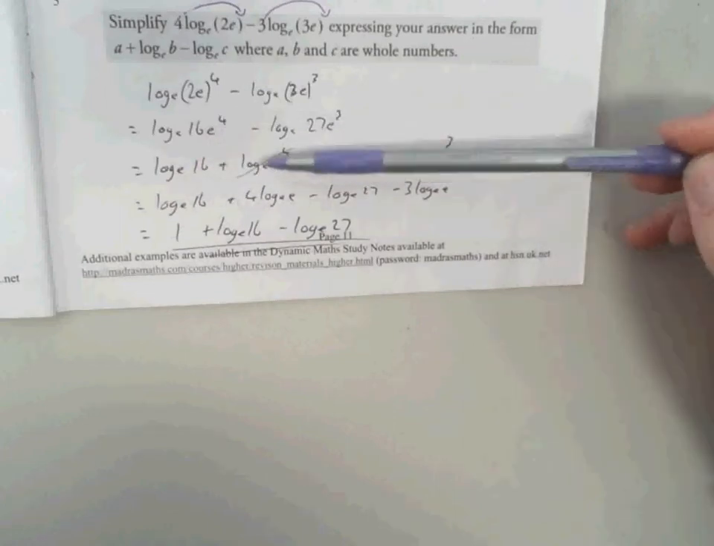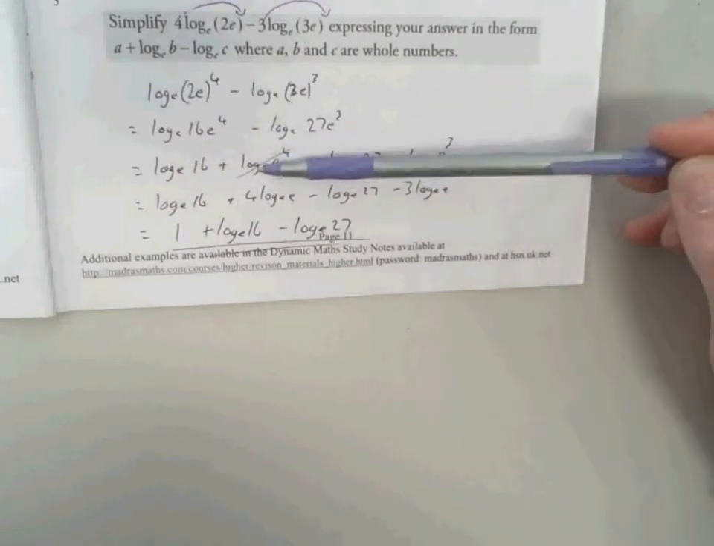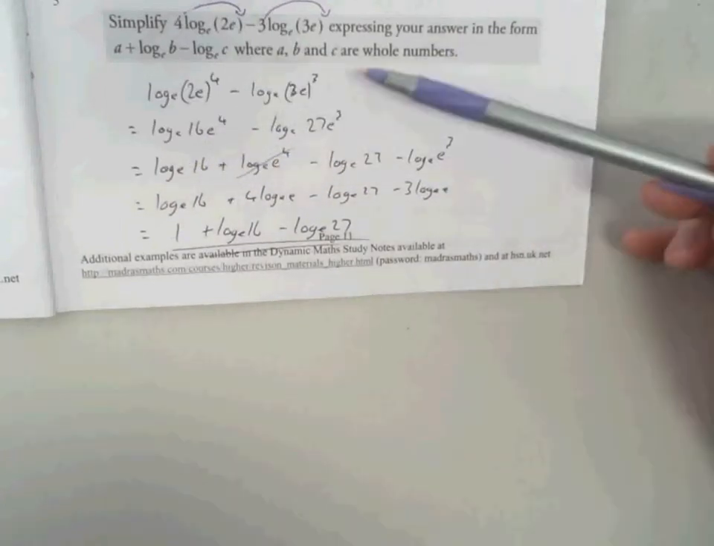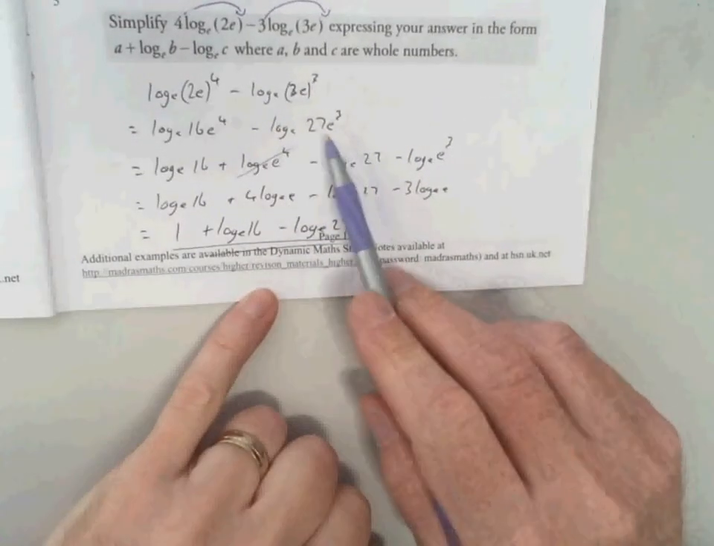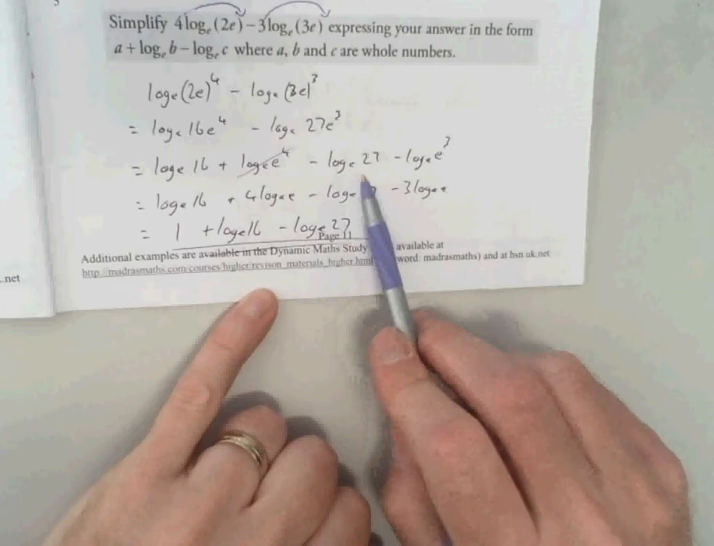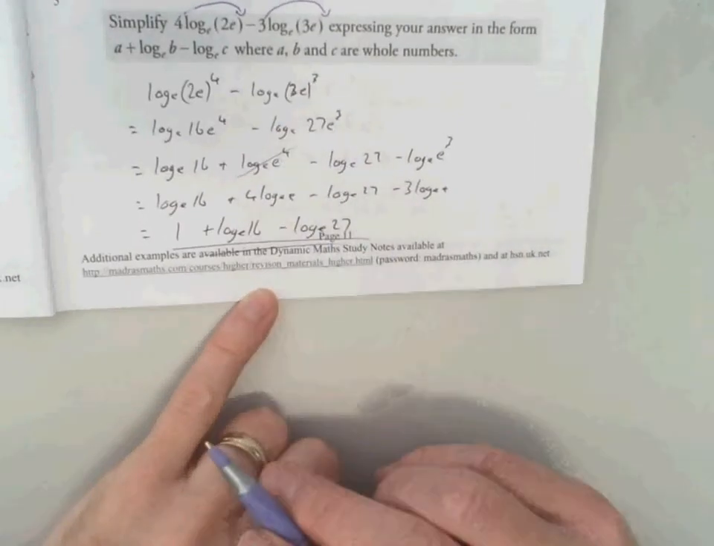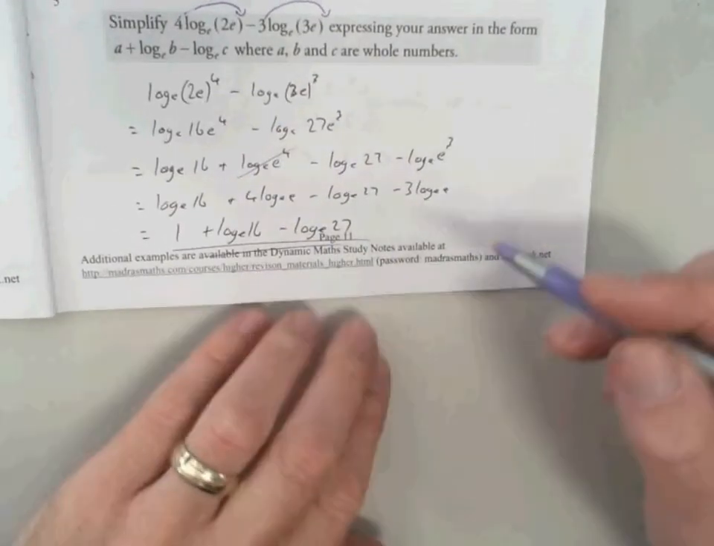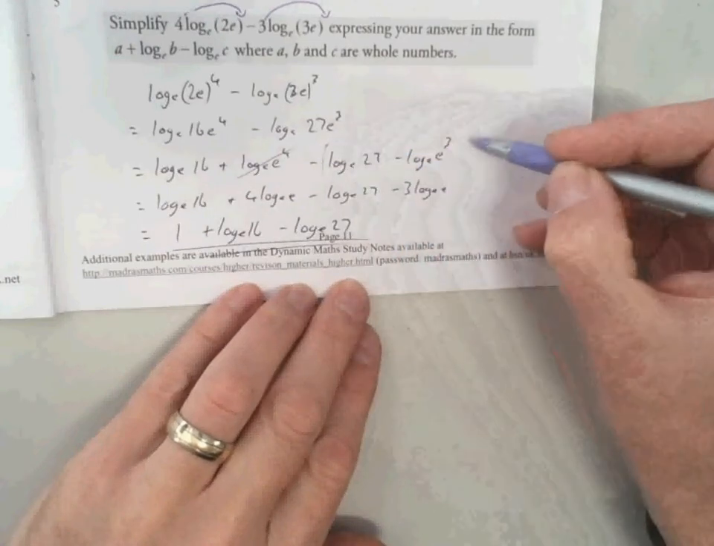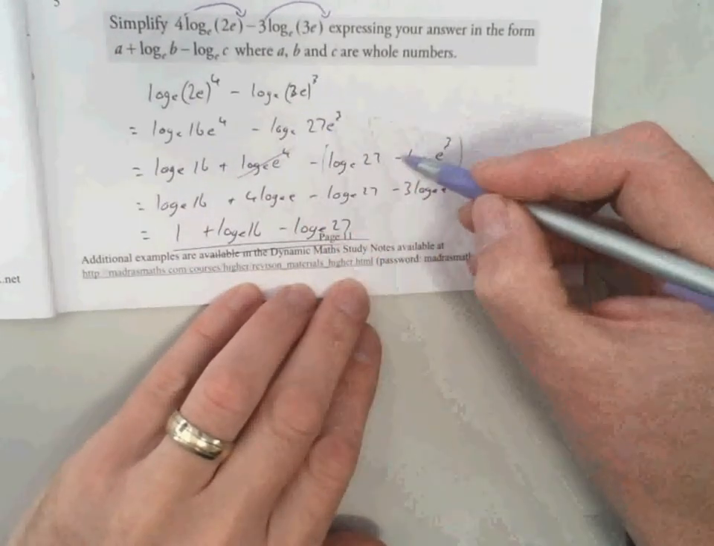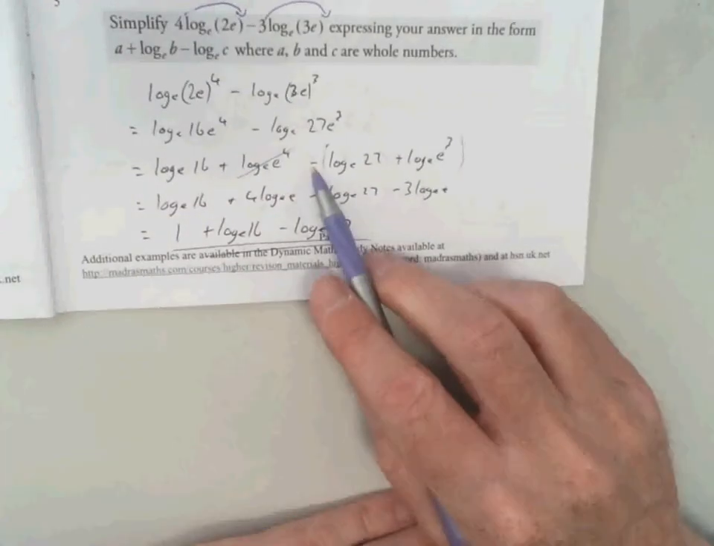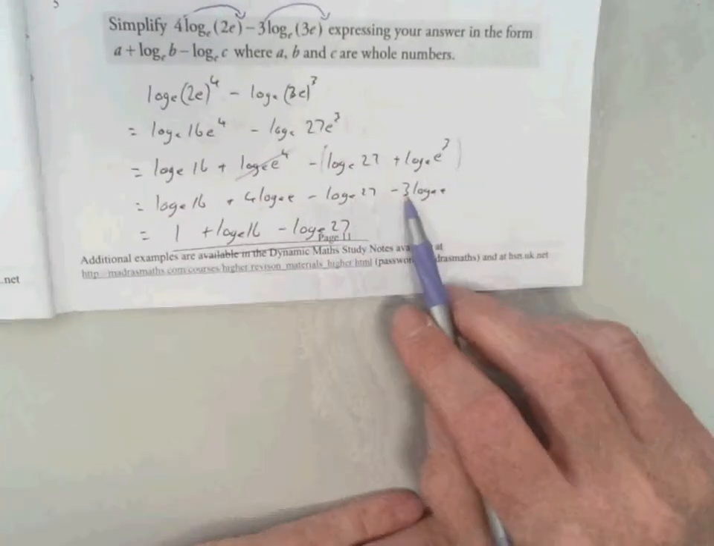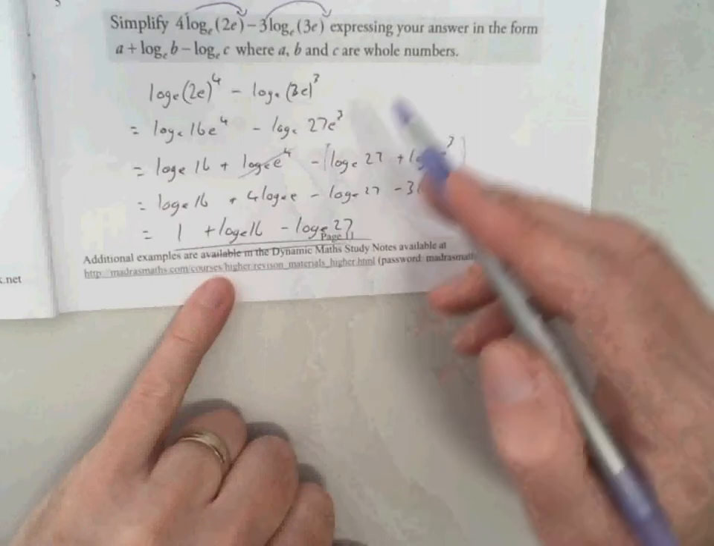So I can split this up into log 16 plus log of e to the 4 minus, so I need to subtract all of this. So I'm subtracting the log of 27, I'm also subtracting the log of e cubed. Okay, if we want to, we could think of that as subtract whatever this is, so that would be subtract log of that plus log e cubed. So I'm subtracting the whole bracket, so that'll be minus and that'll be minus.